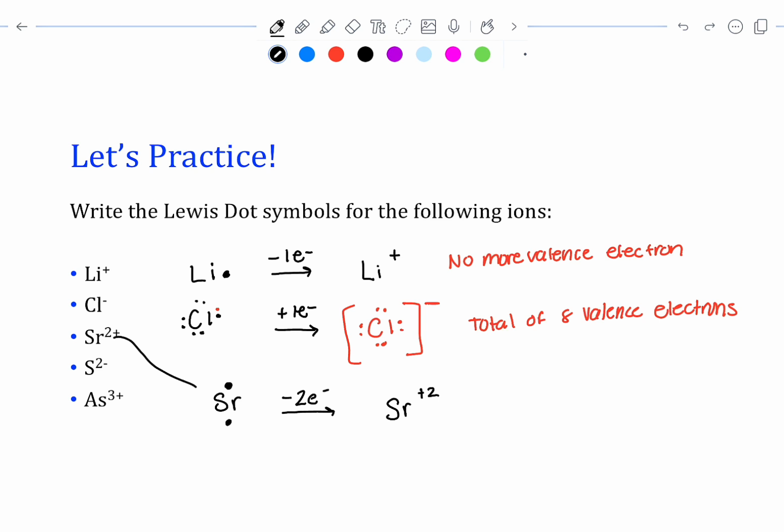Now what I want you to do is pause the video and take a second and try our last 2 examples of Lewis dot symbols before we move on to our next topic.